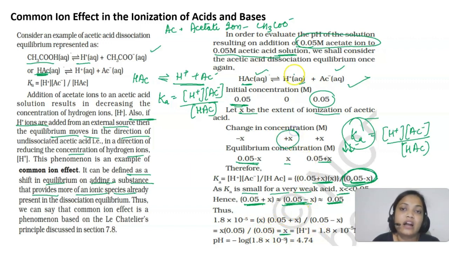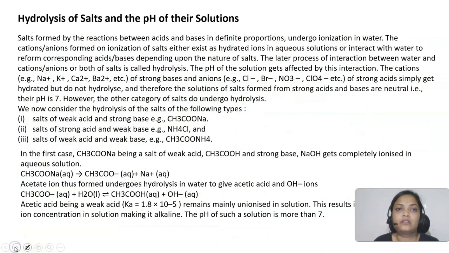x, meaning the hydrogen ion concentration, will be 1.8 into 10 to the power minus 5. Now the hydrogen ion concentration has come, so you will just find the pH by taking minus log of that concentration, which is 4.74. So this is how we will be finding the pH in terms of the common ion effect.